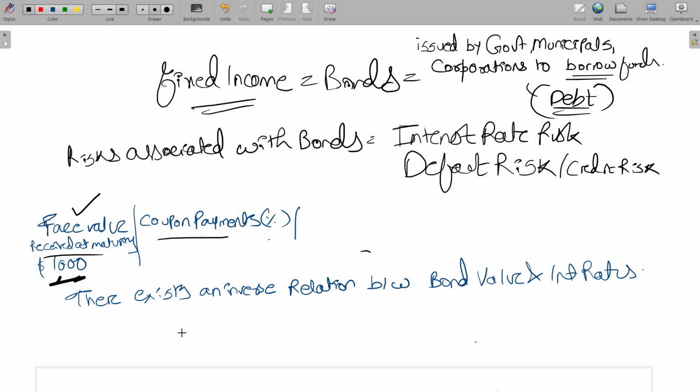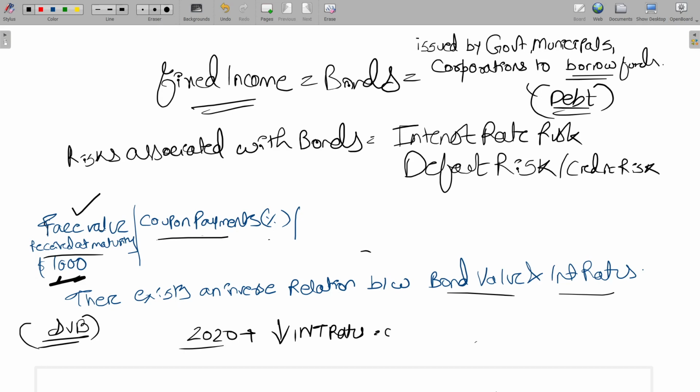Now one thing an investor needs to understand is that there exists an inverse relationship between bond value and interest rates. We may know that because the best example I can give you is the recent SVB fiasco that happened in March. What happened was, during the COVID time, somewhere around 2020, the US Fed decreased the interest rates to somewhere around 0 to 1%.